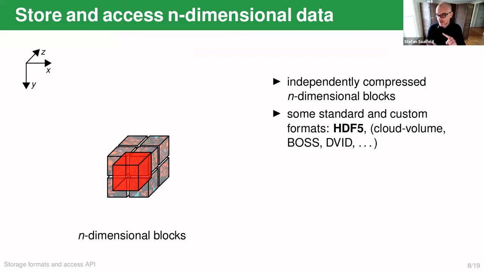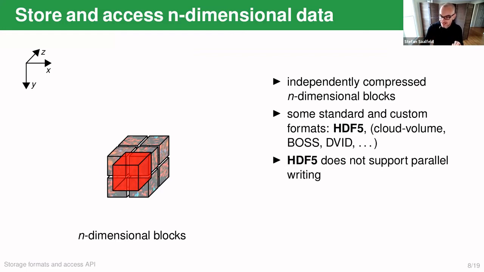You can have compression, you can have this chunking, you can have random access to these chunks. So this is fantastic. For several hundreds of gigabytes data sets, this is great. The only place where HDF5 doesn't excel is in parallel writing of many chunks into a single data set. So assume you have a volume of 50 teravoxels and it's one volume, and you want to write many of these chunks into this single volume.